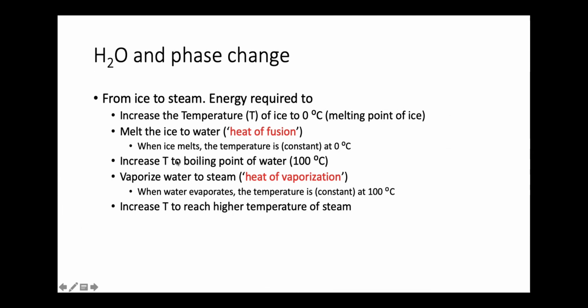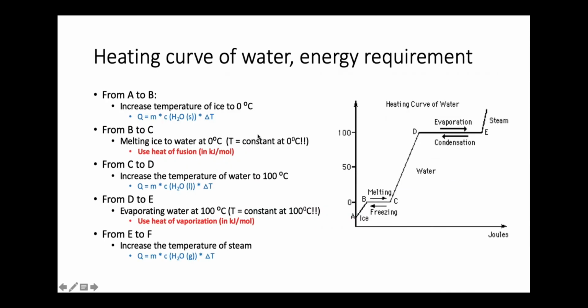When all my ice is melted to water, I'm going to increase the temperature of my water to 100 Celsius. That's the boiling point of water. When I am at 100 Celsius, I can evaporate all my water to steam. The energy to do that, we call the heat of vaporization. When my water evaporates at 100 Celsius, the temperature remains constant at 100 Celsius. Later on, when all my water is evaporated, if I want, I can increase my temperature again to reach higher temperatures of my steam.